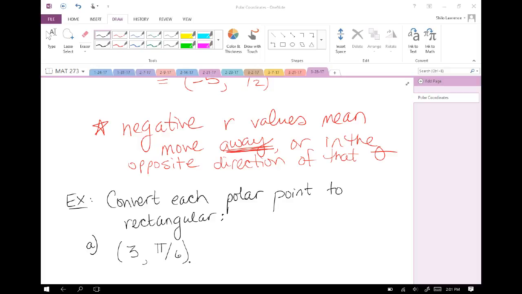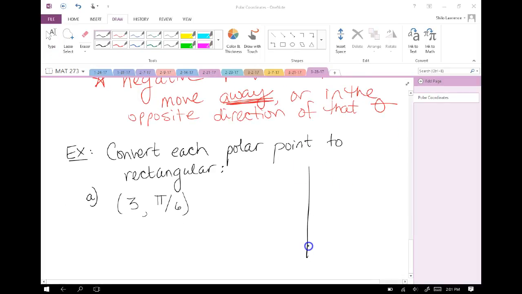So what does this polar point say to do? Where is this point? Just verbally describe what it's telling us to do. It's in the first quadrant, because pi over 6 is in the first quadrant, and the r is positive. It wants us to go 3 units out on the pi over 6 line. So there's the pi over 6 line. We're going to go 3 units out on the pi over 6 line.